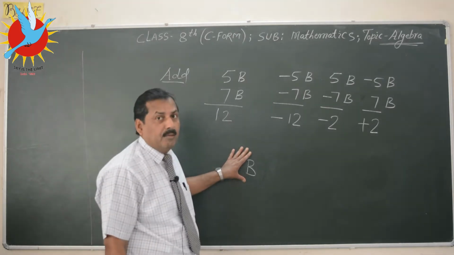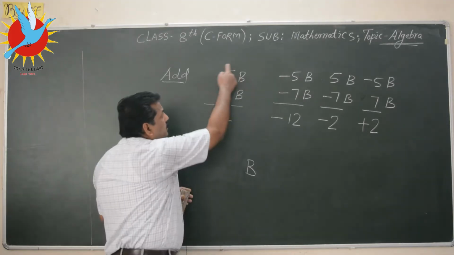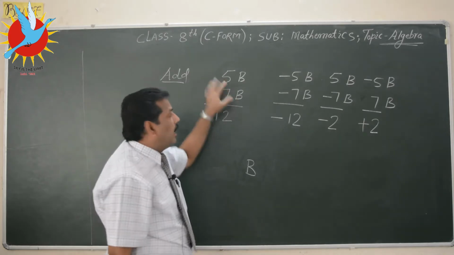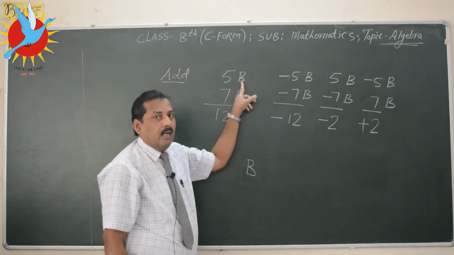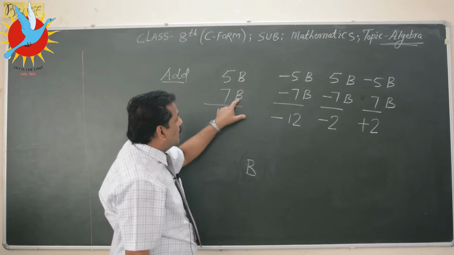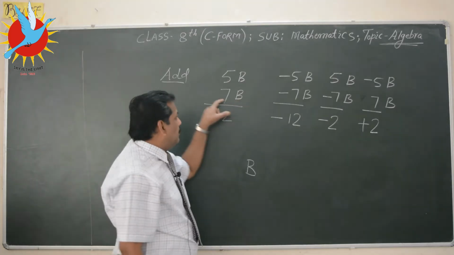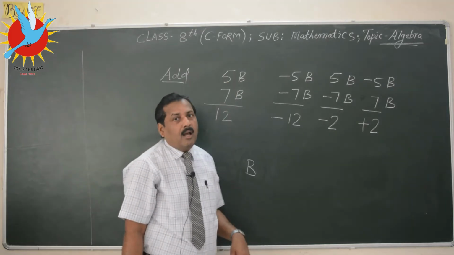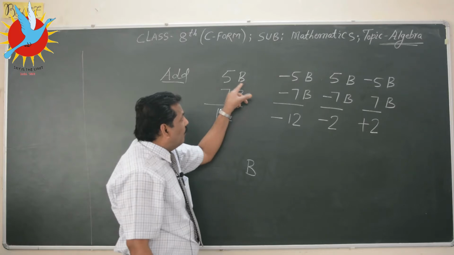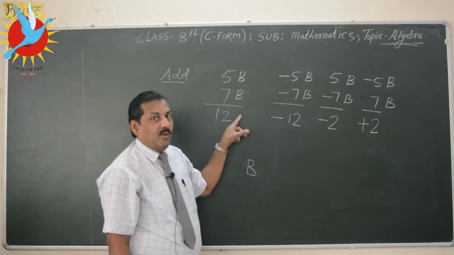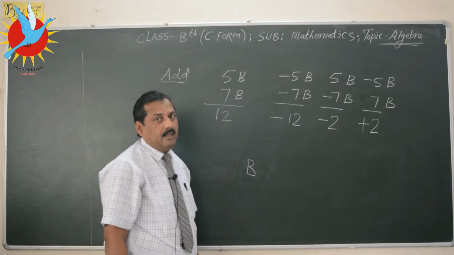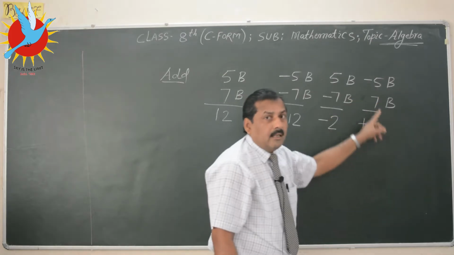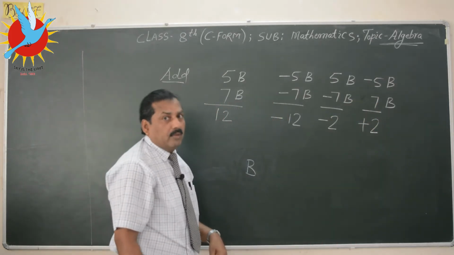So this is a variable, and now this becomes a term of algebra where 5 is a constant and B is a variable. And here also the same variable is there, and this is a constant. So these two terms are known as like terms. Why? Because the variable is the same. So only like terms are added in algebra. Here also these two terms are like terms. How to add, we have learnt.